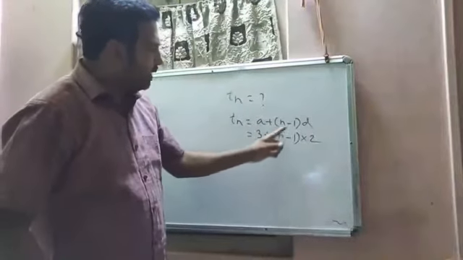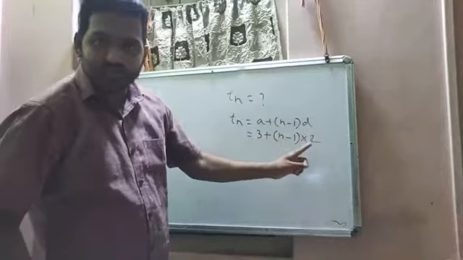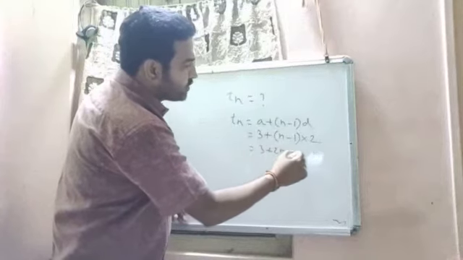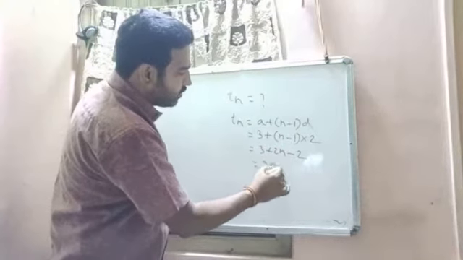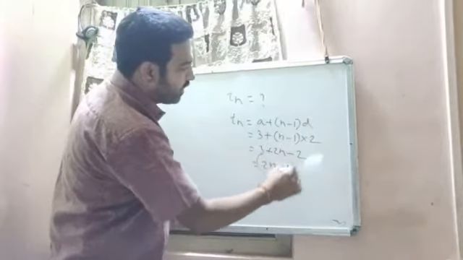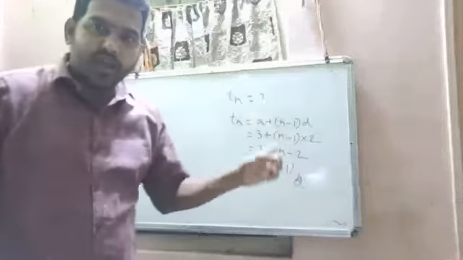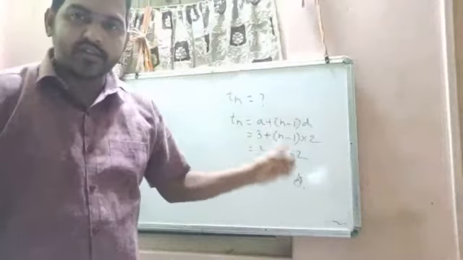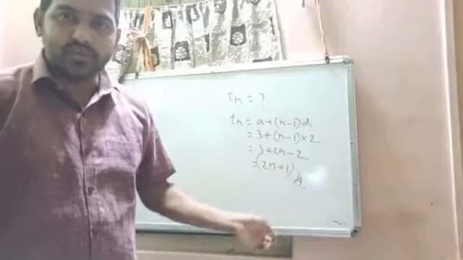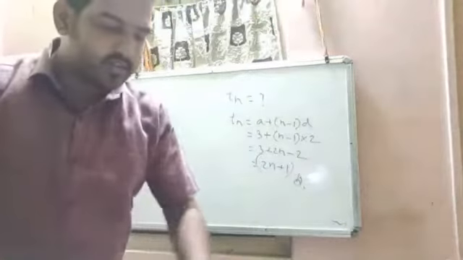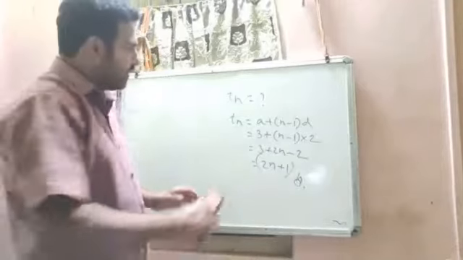3 plus (n minus 1) into d equal to 2. 3 plus 2 into n, 2n minus 2 into 1 2. So I can write 2n plus 3 minus 2 is equal to 1. So that is the nth term of the AP already given. The second answer to the question given. Okay, so this type of questions may come in the exam. So let's move to the next question.